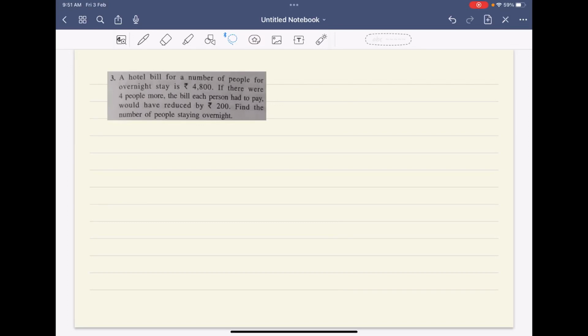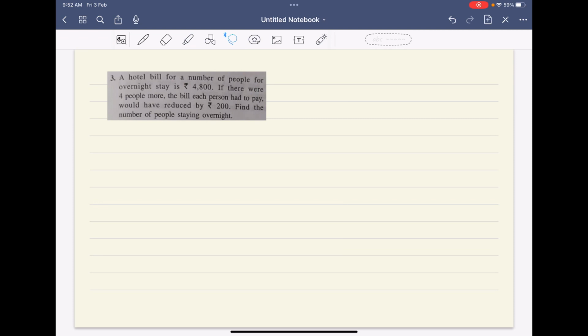Welcome. Today we are going to discuss a word problem related to quadratic equations. The question says a hotel bill for a number of people for an overnight stay is 4,800 rupees. If there were 4 people more, the bill each person had to pay would have reduced by 200 rupees. Find the number of people staying overnight.